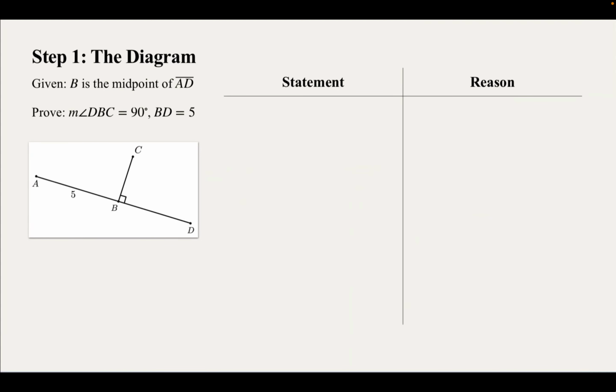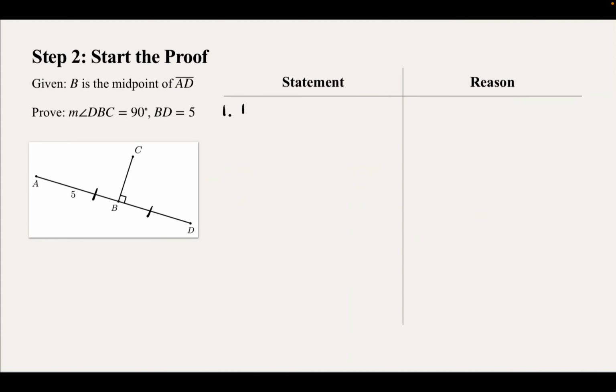First thing I always do is to put any given information into my diagram. So B is the midpoint, so what I'm going to do is put tick marks because midpoints cut things in half. Next thing I'm going to do is take my given statement and anything that's given in the diagram, and I'm going to put it as my first statement.